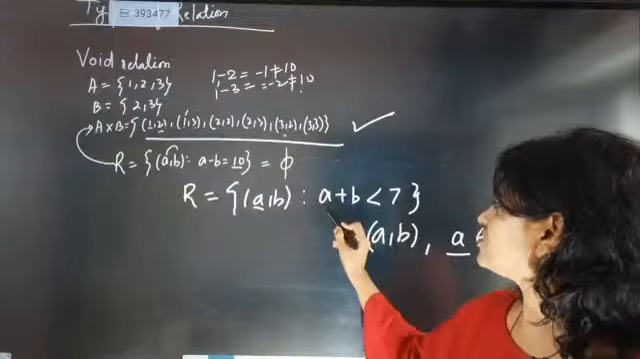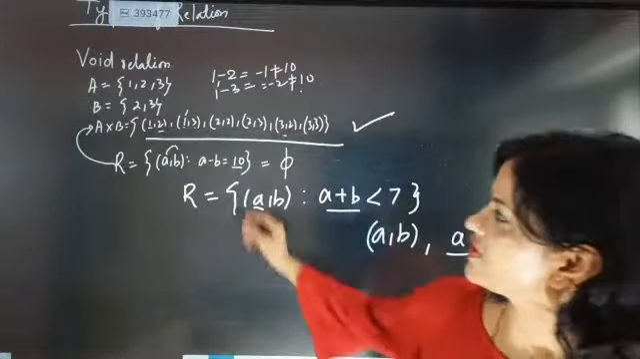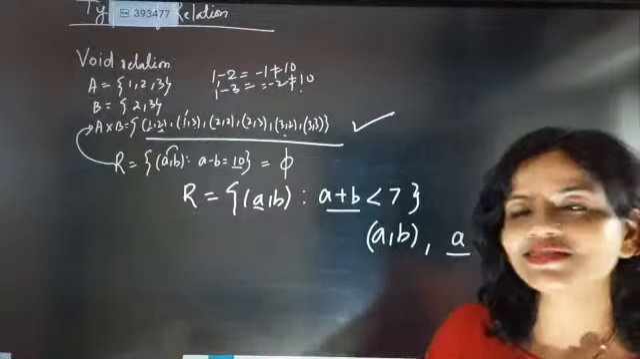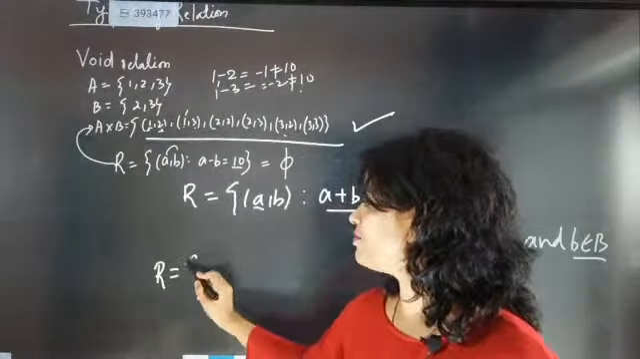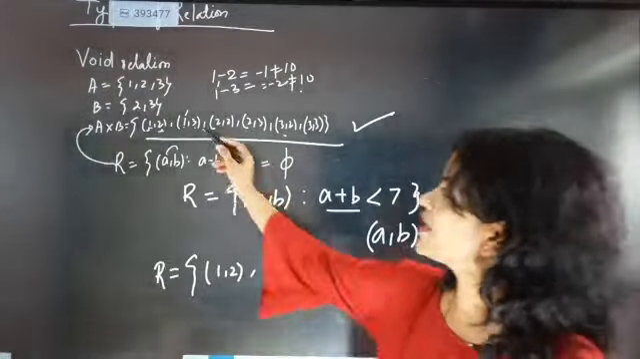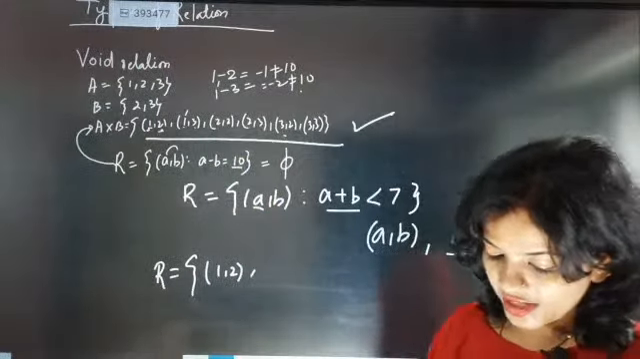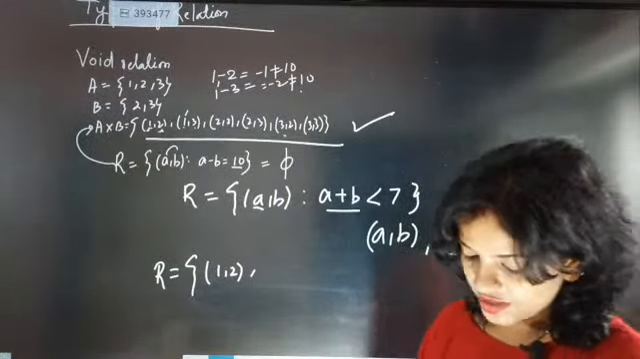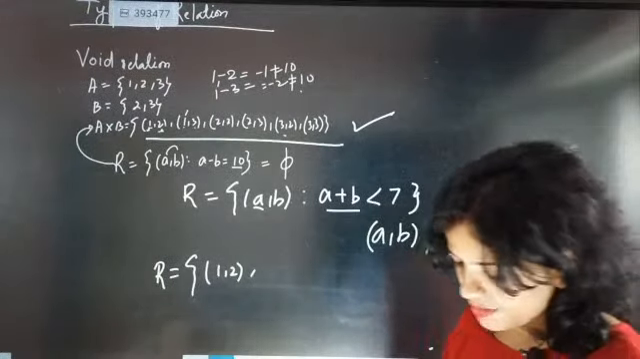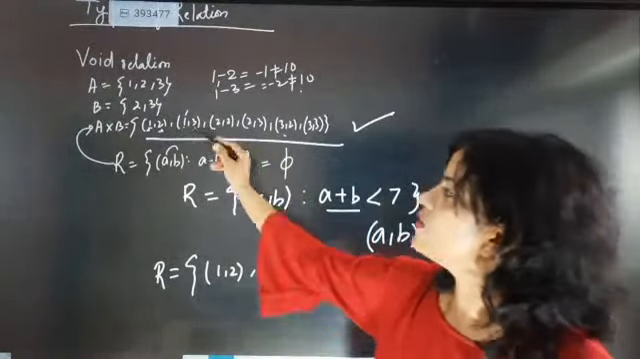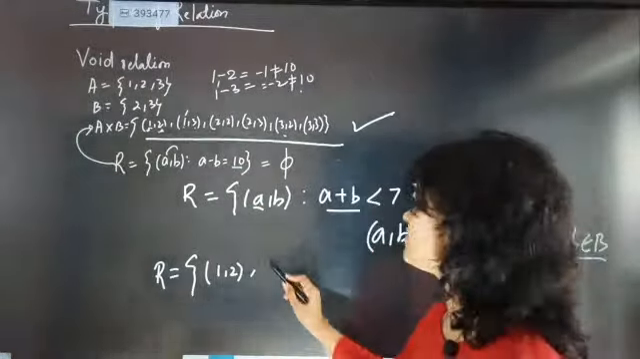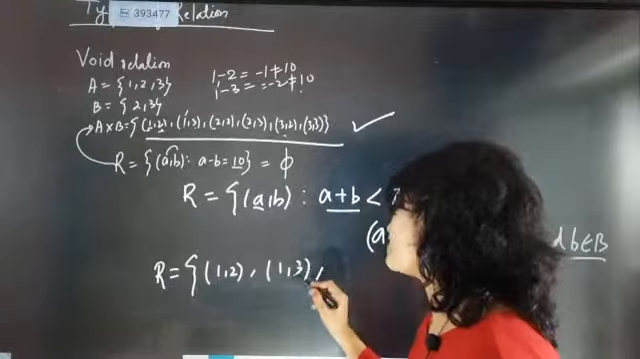So here, when you check this one out, A plus B less than 7. When you add 1 plus 2, it comes to 3, and 3 is less than 7. So the relation has 1 comma 2 satisfying the demand. Now the second is 1 comma 3. Let's see if 1 comma 3 satisfies the relation or not. 1 plus 3 will become 4, and 4 is less than 7. So 100% this is satisfying the relation.